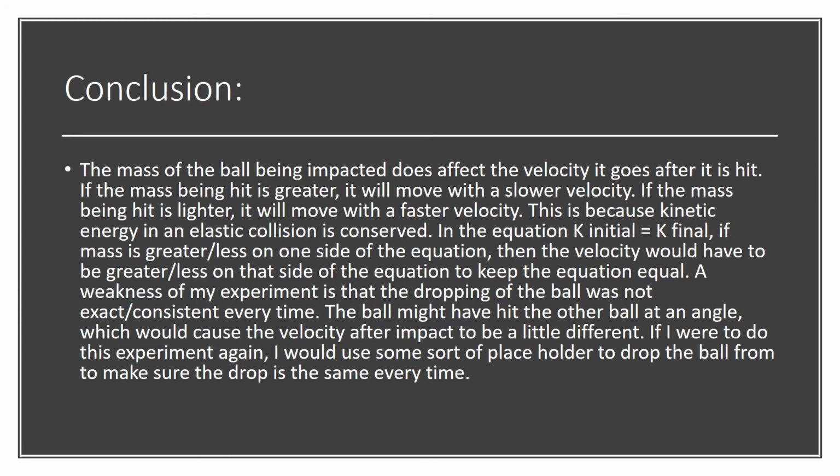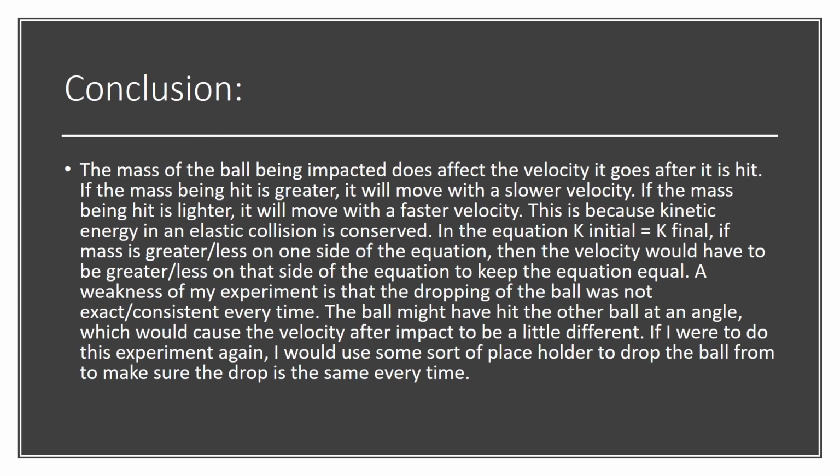For my conclusion, I found that the mass of the ball being impacted does affect the velocity it goes after it is hit. If the mass being hit is greater, it will move with a slower velocity. If the mass being hit is lighter, it will move with a faster velocity. And this is because kinetic energy in an elastic collision is conserved. In the equation K initial equals K final, if mass is greater or less on one side of that equation, then the velocity would have to be greater or less on that side of the equation to keep the equation equal.